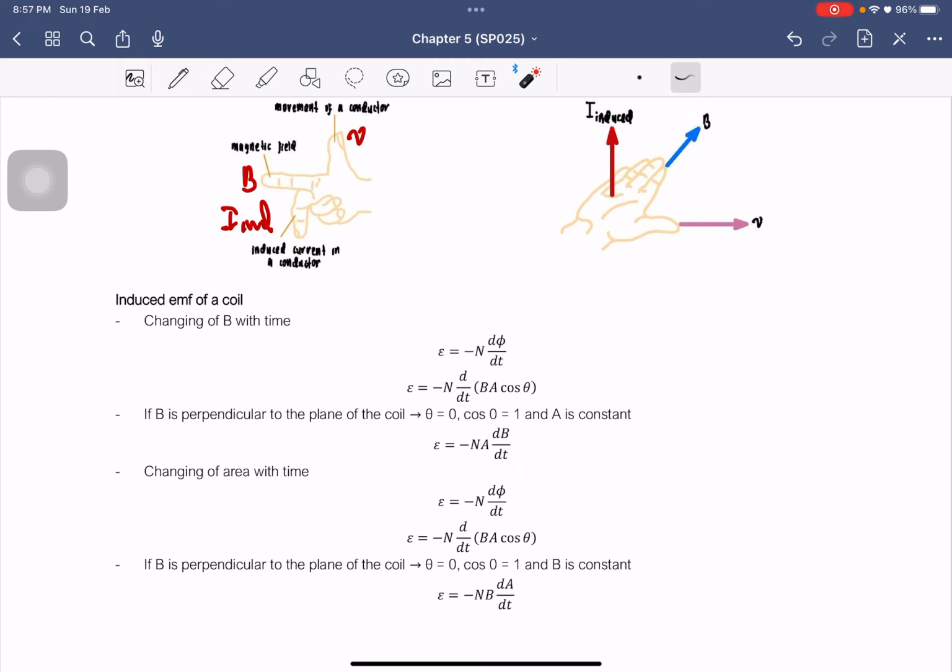Okay, so for a coil, there can either be a change in the magnetic field or a change in the area. So for changing of B with time, we can let phi be equal to this one. So if B is perpendicular to the plane of the coil, theta will be equal to 0. So cos 0 is equal to what? So assuming that the area is constant, we will get this equation here. So this one I'm going to add later. Actually, I forgot to add this. So this is basically B final minus B initial over the time. Okay, basically like this, the equation.